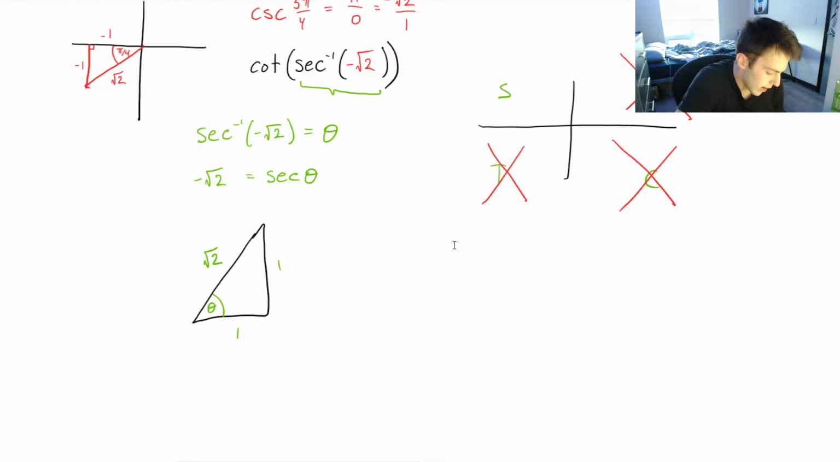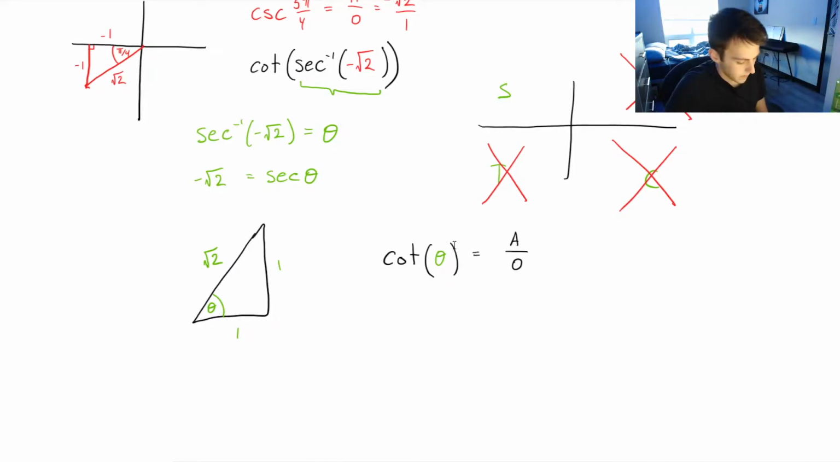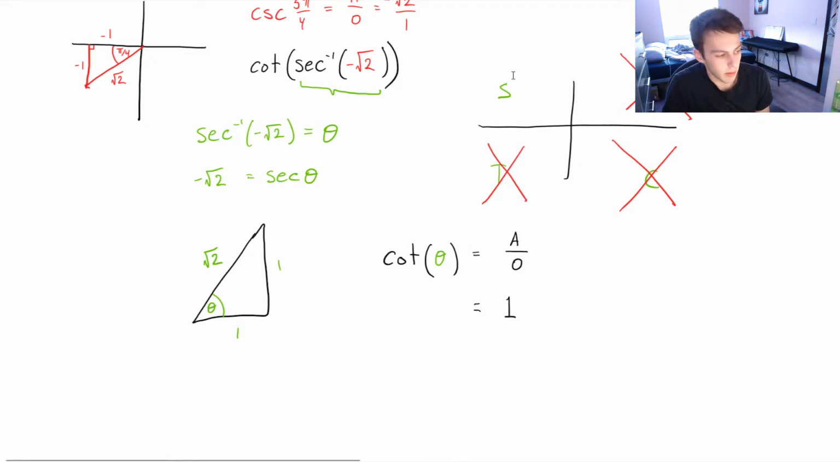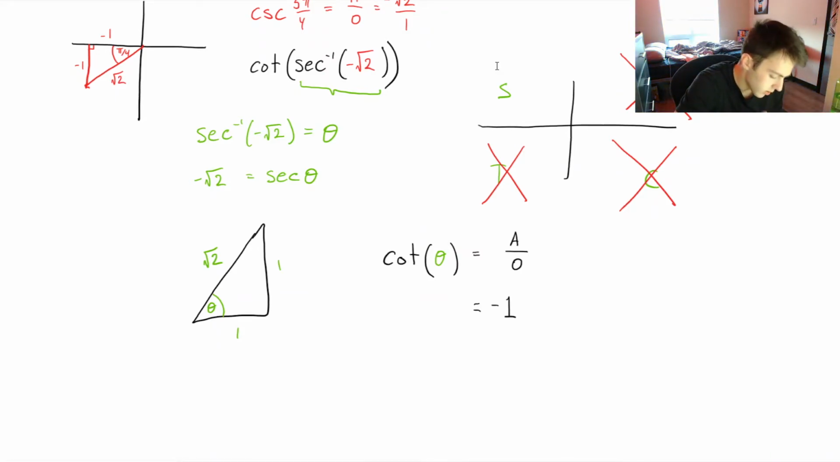So now let's rewrite this again. We know that what we're trying to evaluate is cotangent of, and we said that secant inverse of negative square root 2 is going to be theta. So we're trying to evaluate the cotangent of theta here. And the cotangent of theta is going to be the adjacent side over the opposite side, correct? So from our triangle, we know that the adjacent to theta is 1 and the opposite is also 1. So it's a value of 1. And now we just need to determine, is this going to be positive or negative? We know that we're in the second quadrant here, and in the second quadrant tangent will be negative. So our answer here should be -1. And that is the final answer to the second question.